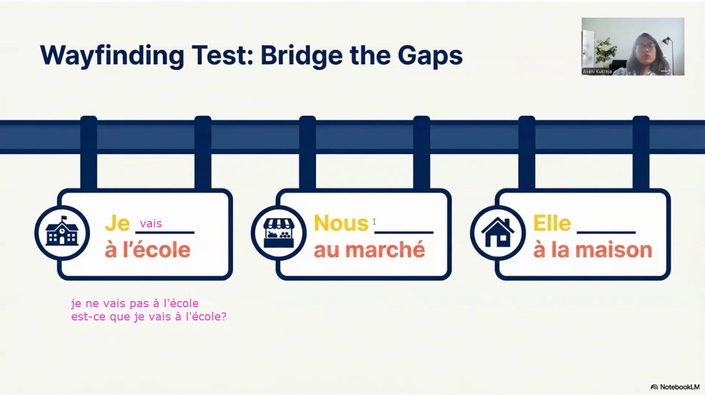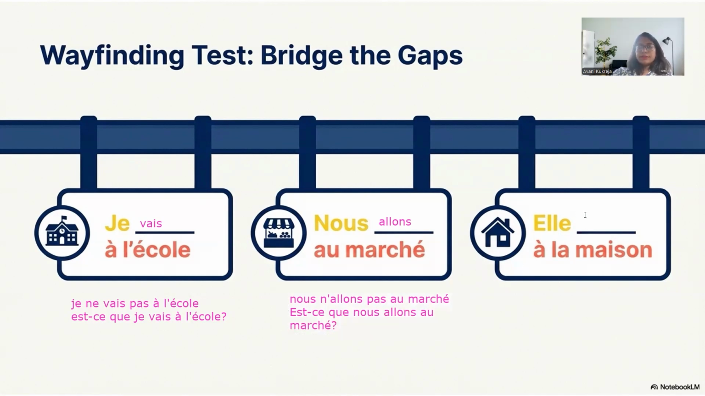Next, this one, nous. Nous allons. Nous allons au marché. Negation would be? Nous n'allons pas au marché. In interrogation, it will be? Est-ce que nous allons au marché? Good.